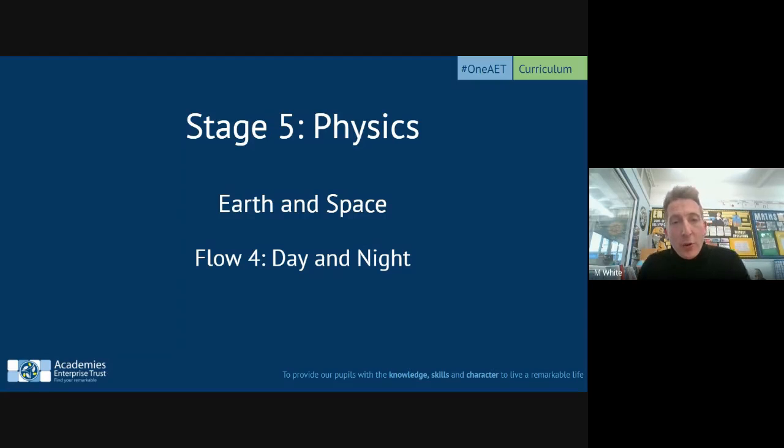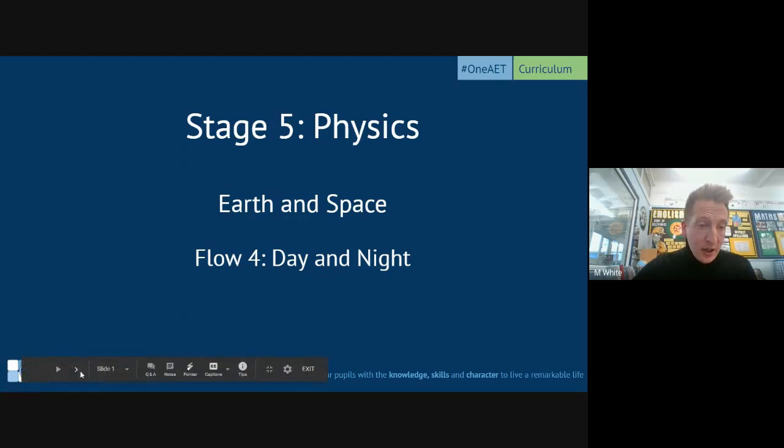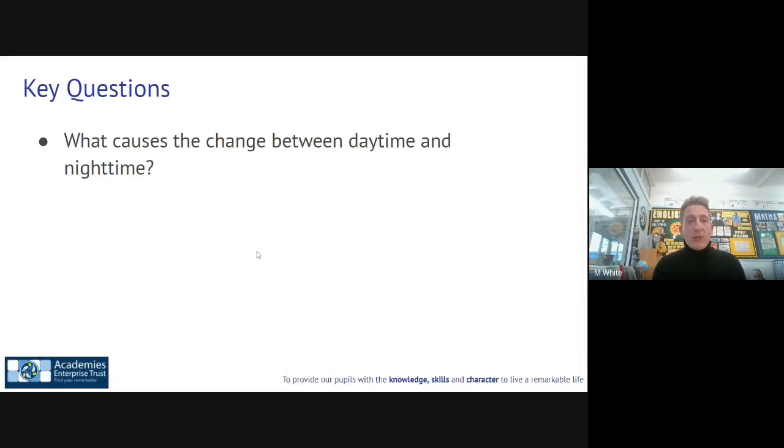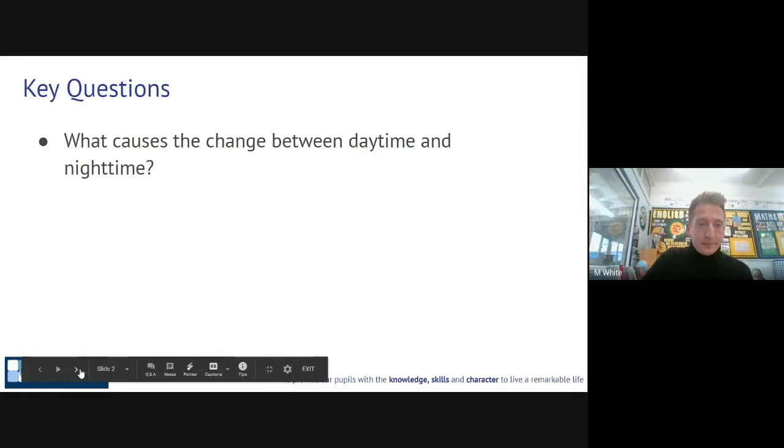Hi everyone. So this afternoon we're going to be looking at some more Earth and space for our science work. Today we're going to be doing flow number 4, which is really going to focus on day and night. The key question from today's learning is: what causes the change between daytime and nighttime? What we're looking at is what's different during the day and what's different at night, and what causes those things. Why do we get both of those things?